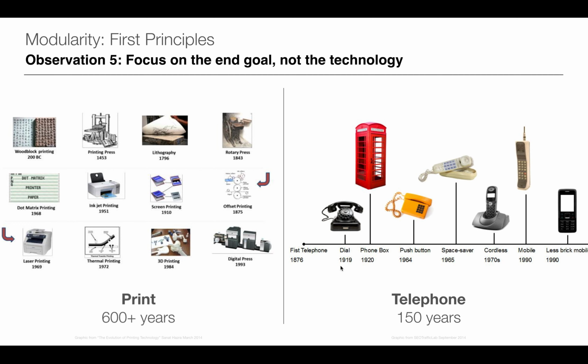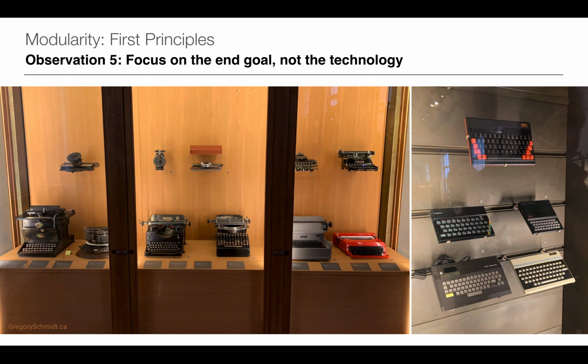So, for instance, the objective of communication in the printed word remains the same, but the specific modules, if you think about what you use to communicate in the printed word, has changed dramatically. Here's some examples of old typewriters, and the typewriters themselves have gone under evolution, and then there was a logarithmic jump when you went from a typewriter to a computer keyboard.